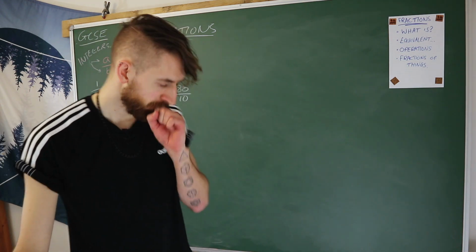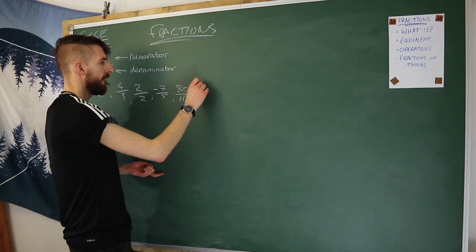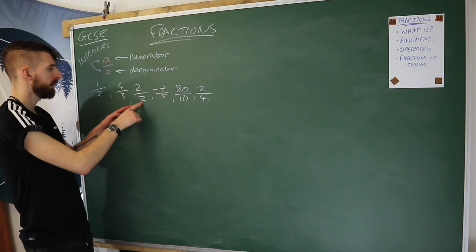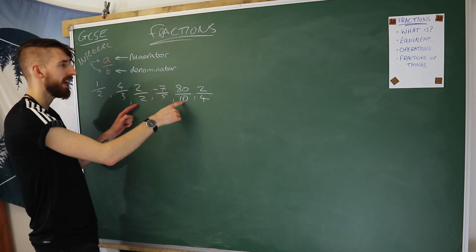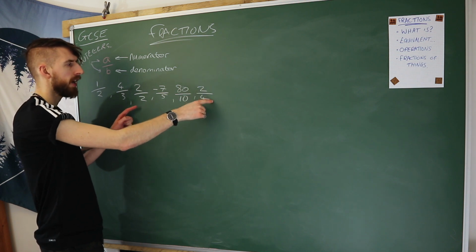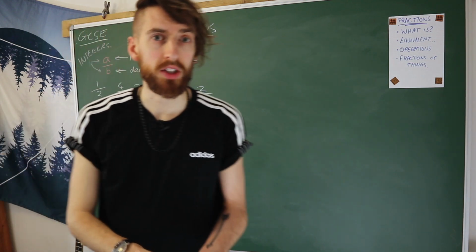But you see, if I wrote 1 here, 2/4, just like that is the same as 1. That's the same as 8. This is going to be the same as a half because we've got a common factor on top and bottom. So let's have a look at what equivalent fractions are.